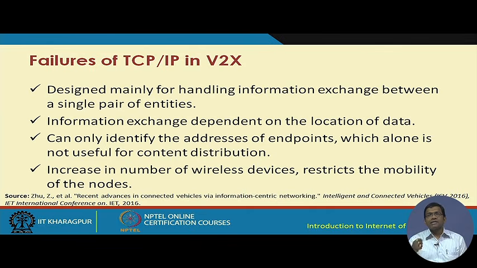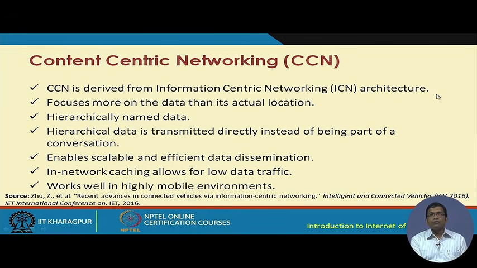There is a specific database located at some place, so from that point the data has to be fetched. From this particular database in a particular server, the data has to be fetched. So, this is dependent on the location of the data. TCP/IP can only identify the address of the endpoints, which alone is not useful for content distribution, and that content distribution is what is required in the case of connected vehicles in V2X. And there is an increase in the number of wireless devices, which basically restricts the mobility of the different nodes.